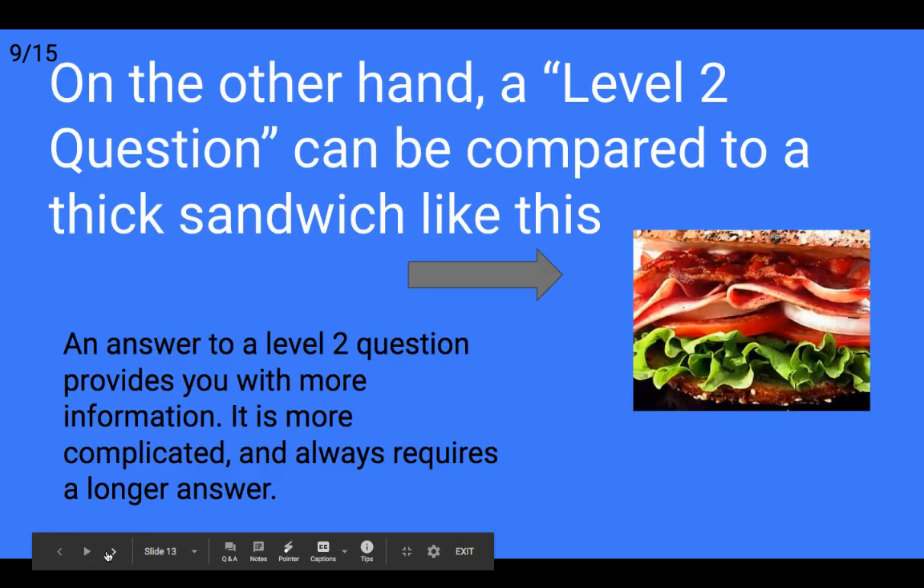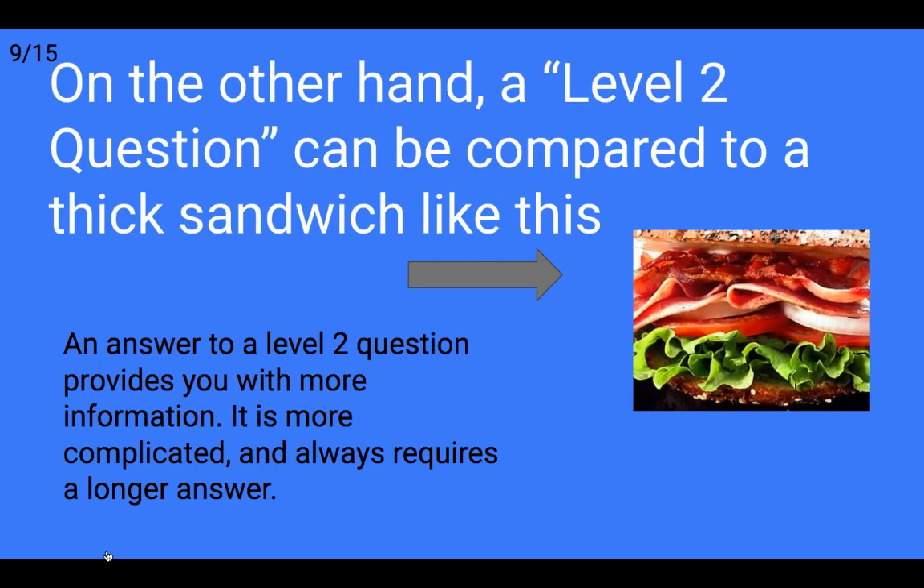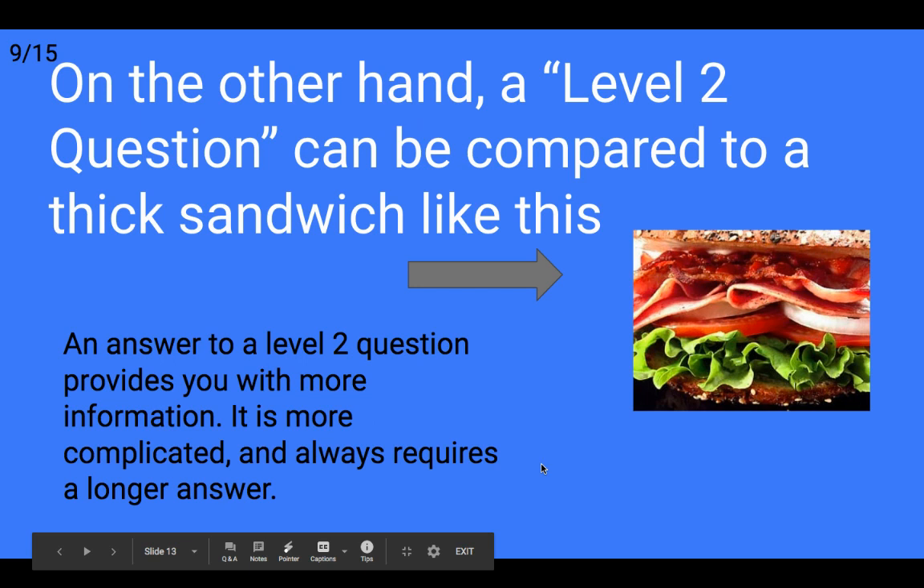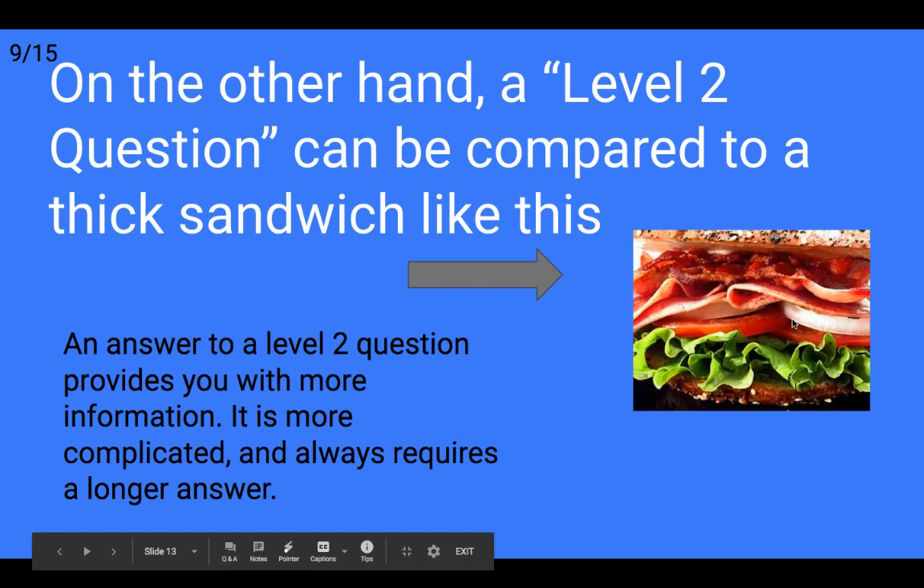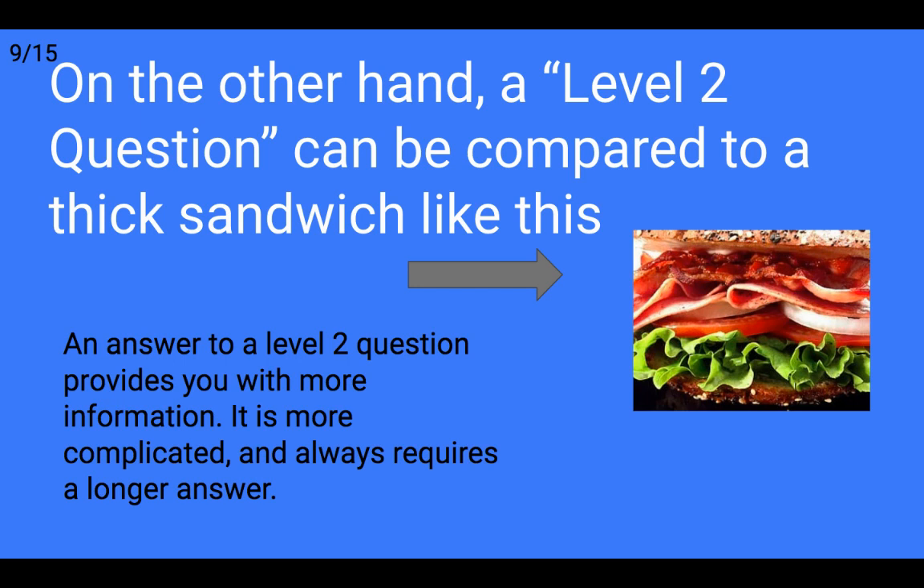That's where level two questions come in. I think of a level two question like a Denver Mile High sandwich, like thick, like a meal in a sandwich. When you think on that level two level, you get way more information. And the answers to those questions are always much, much more complicated, and they're always longer. 2, 3, 4, maybe even 5 sentences, maybe a whole paragraph to answer one question.